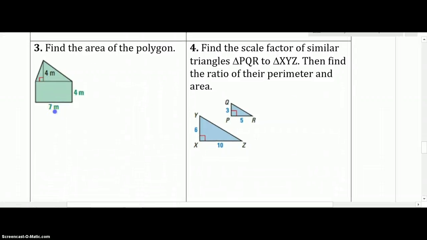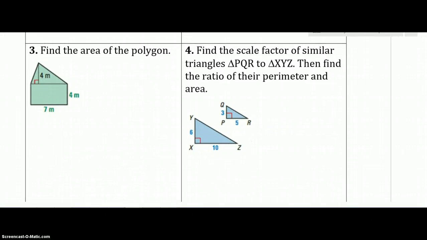All right. Find the area of the polygon. So the whole entire polygon. This is where we're going to find 2 areas, and we're going to add them together. Okay? So at the bottom here we have a what? Rectangle, and the area formula for a rectangle is length times width. So 7 times 4 is 28.